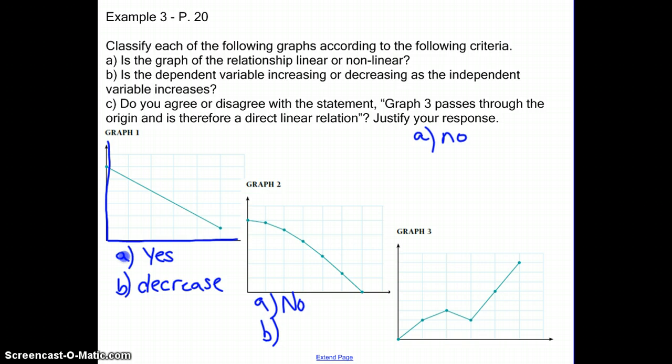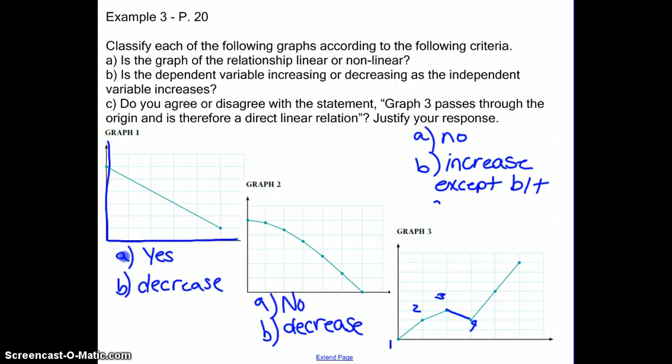How about for the next graph? It's also decreasing. And for graph 3, is it increasing except for one part? Where does it not increase? Good, where it goes down, which is between dots 3 and 4. So increase except between dots 3 and 4.